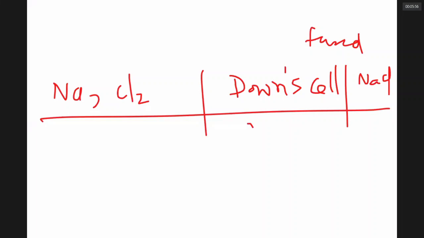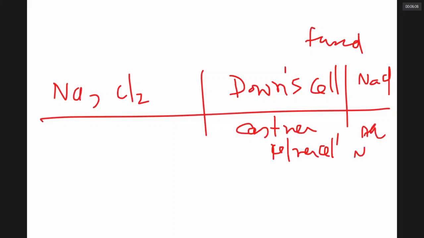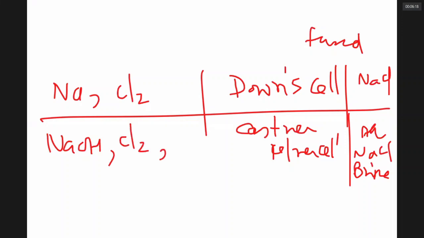There is the Castner-Kellner cell. In this, aqueous NaCl is electrolyzed. That is, brine water is called aqueous NaCl. You will be getting NaOH and chlorine and hydrogen.